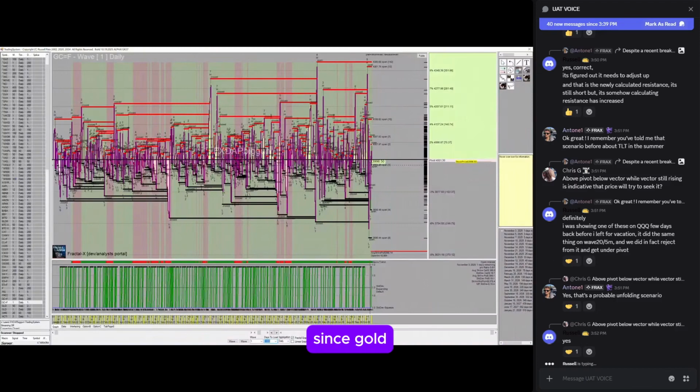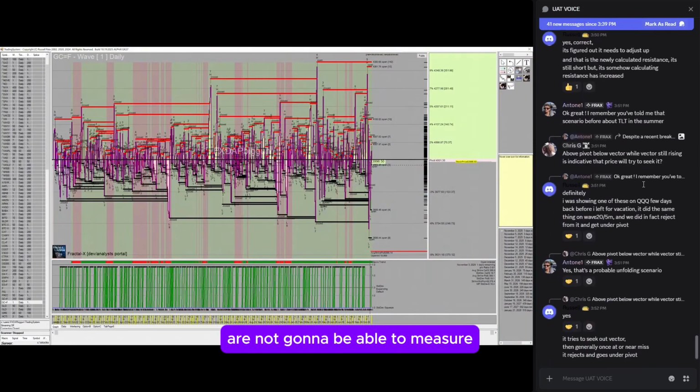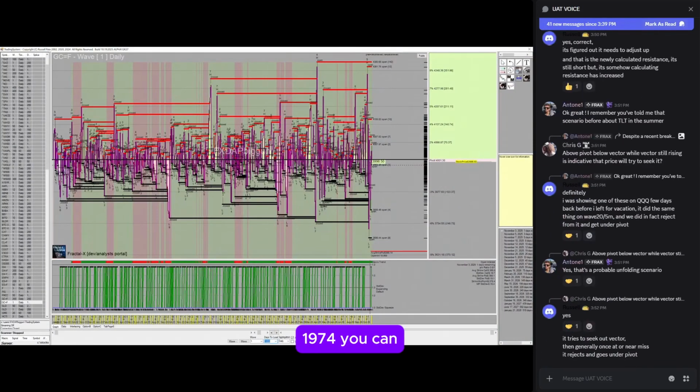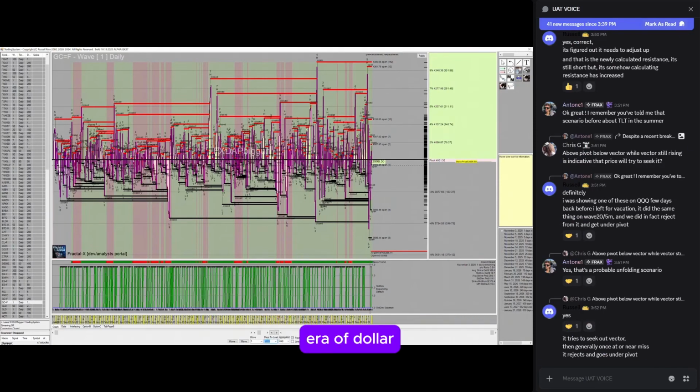Obviously, since gold was fixed to the dollar price pre 1970, you are not going to be able to measure variance of gold in that way. But post 1974, you can measure that. I think we're in a similar era of dollar debasement, and subject to that increase in variance that comes with it.